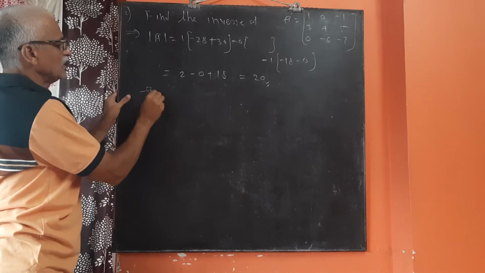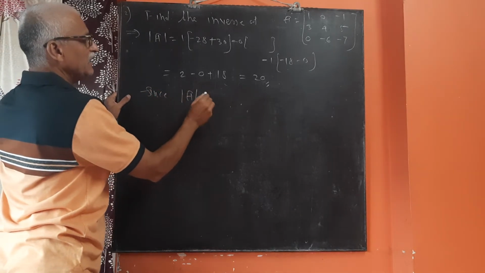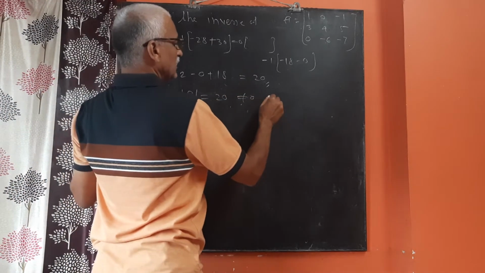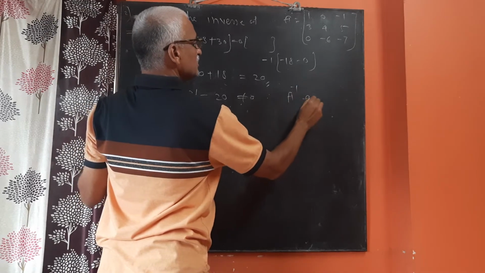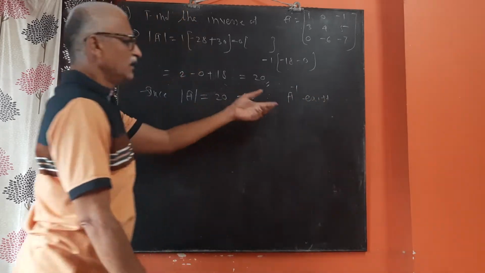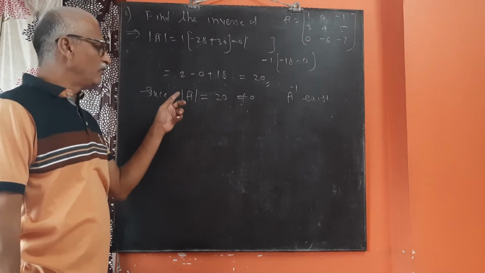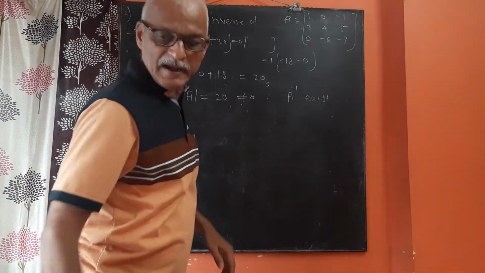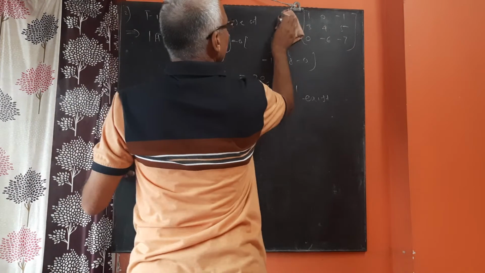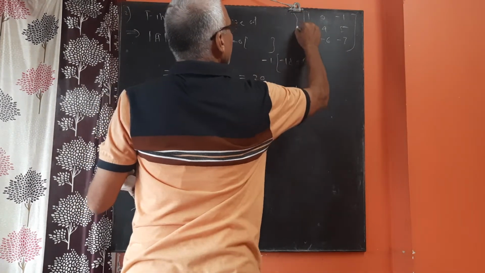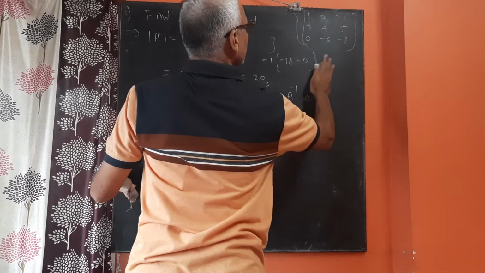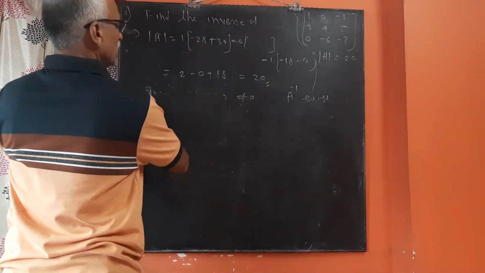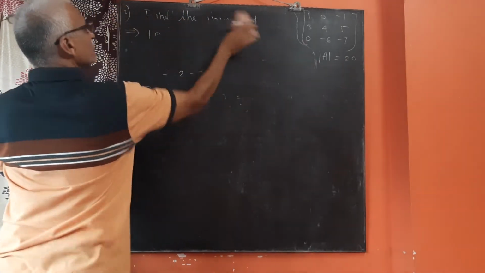Since determinant of A is equal to 20, which is not equal to 0, therefore A inverse exists, and that means we can find the inverse of A. Why? Because the determinant of A is not equal to 0, that means it is a non-singular matrix. So I write here all the values. We have got determinant of A equal to 20. Now we find the cofactor values one by one.